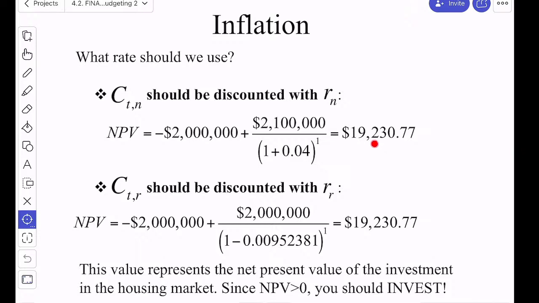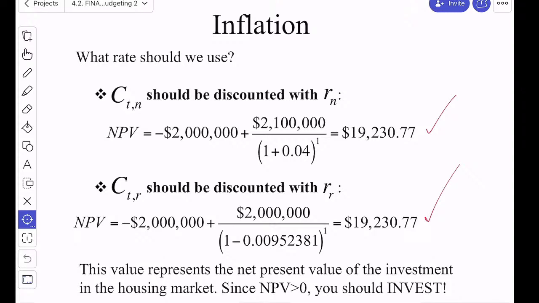You can get the same result, though, if you use real amounts. In real terms, it would be $2 million investment today, and in real dollars, next period, it's $2 million that the home would be valued at. Then using the real rate of discount that we computed, we get the same result. So this is a good example of how to use real rates with real dollars, nominal rate with nominal dollars, which rate is appropriate. So either way, you should invest. And that's all I'm going to say about that.